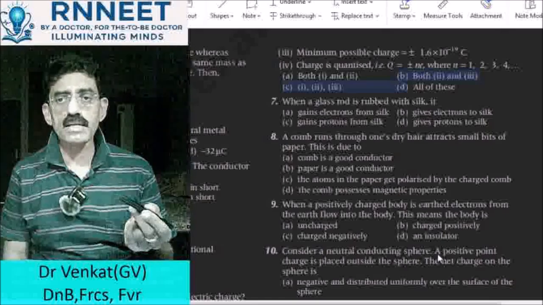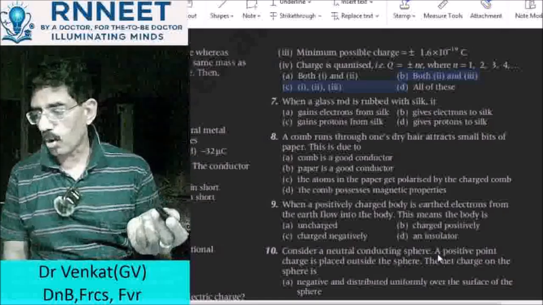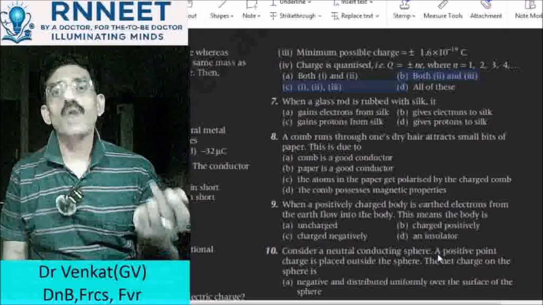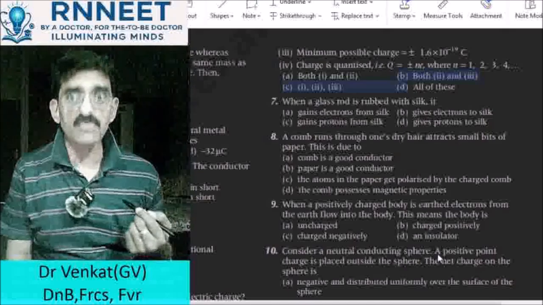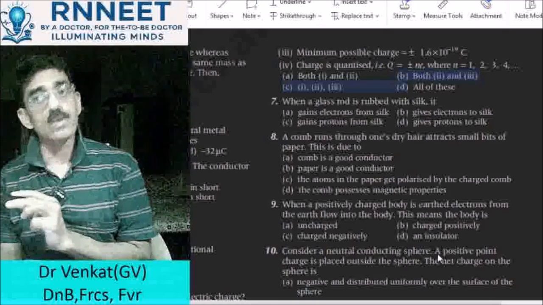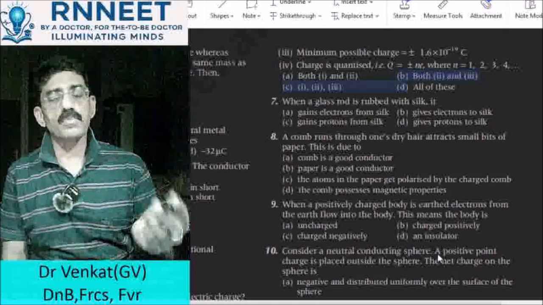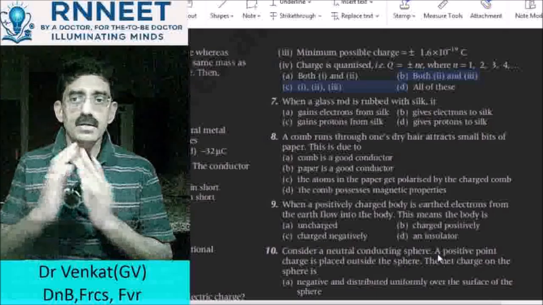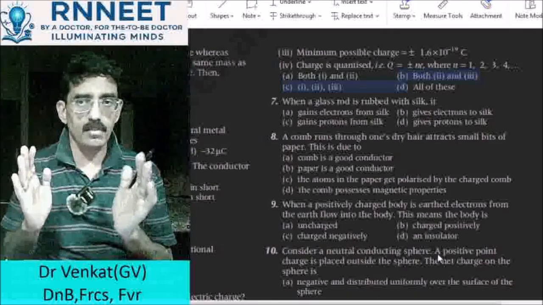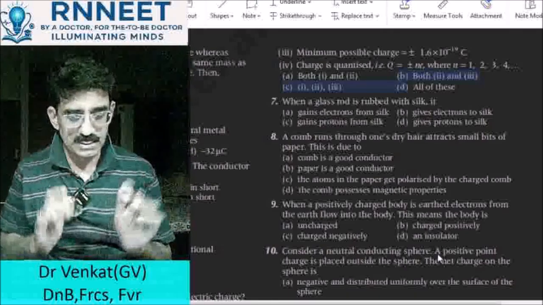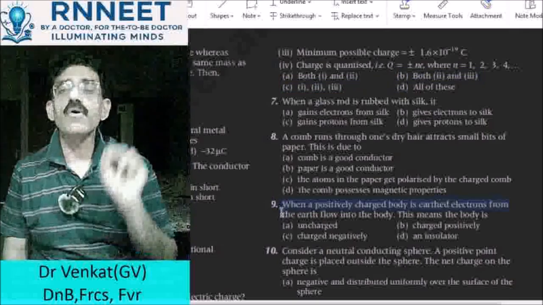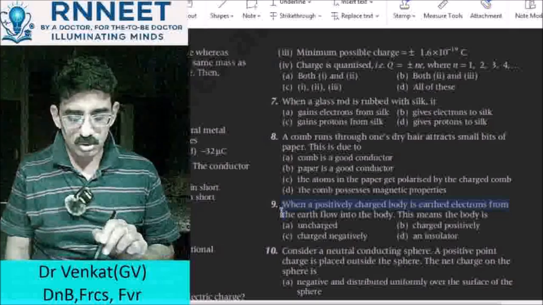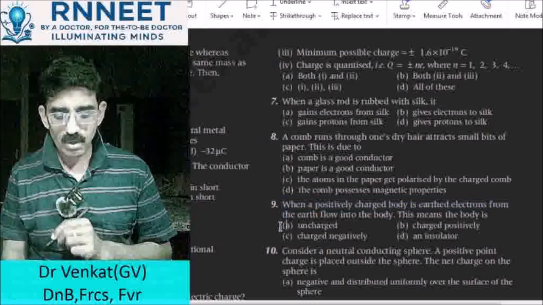So what then happens to the body? The body obviously has to become uncharged, because what is the purpose of earthing? The purpose of earthing is to either remove electrons or move electrons from the earth to the body, so that the net charge on it becomes neutralized. So earthing is basically a mechanism of neutralization. So the body has to become uncharged.